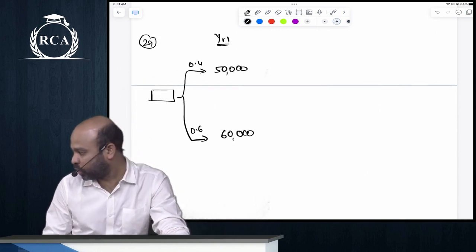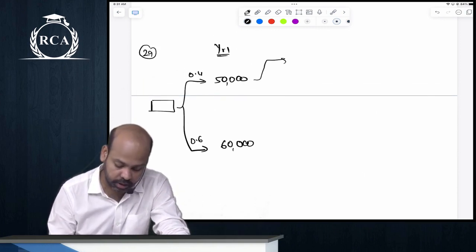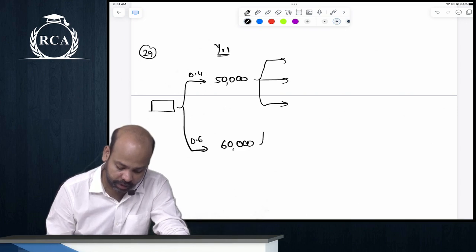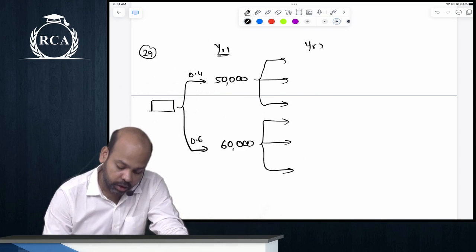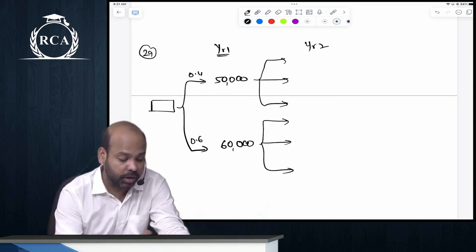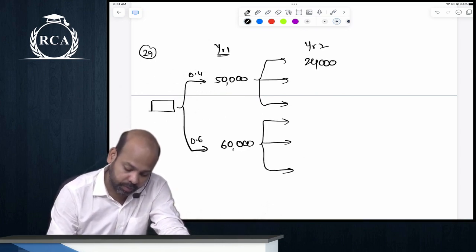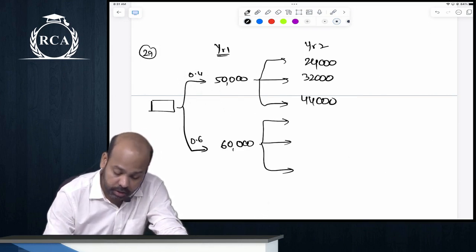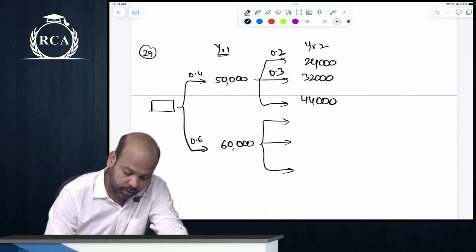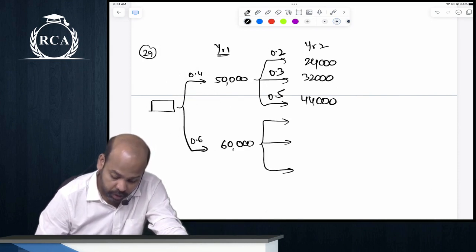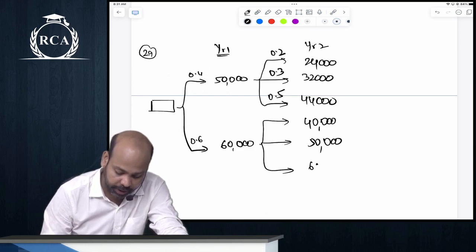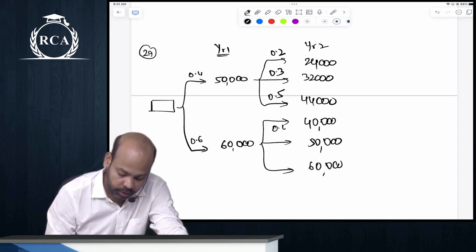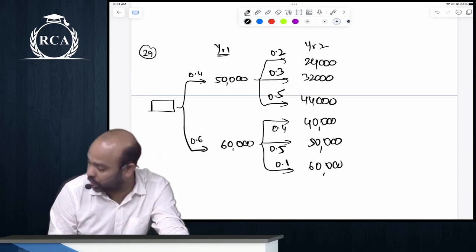0.6. Depending on what is happening in year 1, there are 3 outcomes in year 2. Year 2 cash flow can be 24,000, 32,000 and 44,000. The probabilities of which are 0.2, 0.3, 0.5. Or it can be 40,000, 50,000 and 60,000. The probabilities of which are 0.4, 0.5 and 0.1.